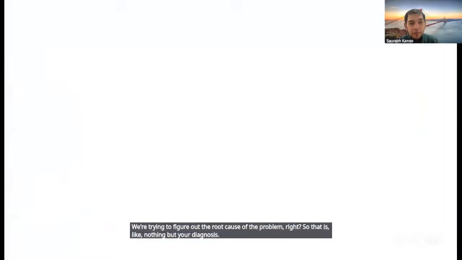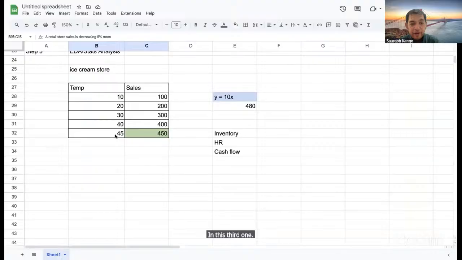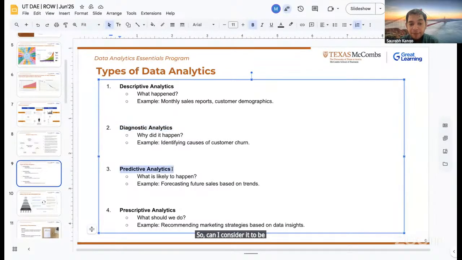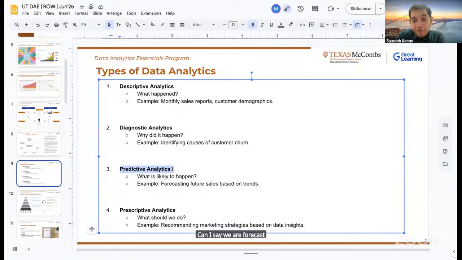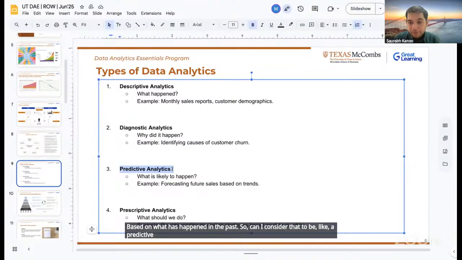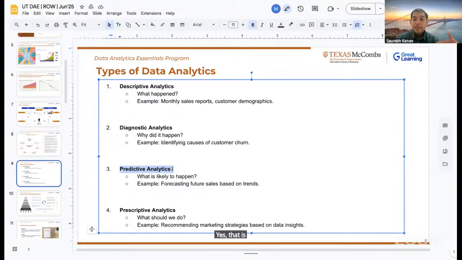In this third one, we are trying to predict the value. So can I consider it to be predictive analytics? The example that I gave you about the sales prediction, can I say we are forecasting what will happen in future based on what has happened in the past? So can I consider that to be predictive analytics? Yes, that is predictive analytics. If we're doing some forecasting, it becomes predictive analytics.